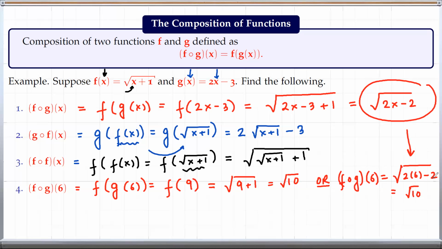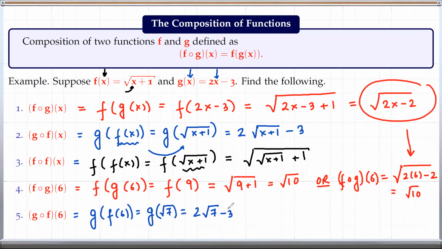Because 2 times 6 is 12, minus 2 is 10. Next, we want to find g of f of 6. So this would be g of f of 6. This will be g of f of 6 is square root of 6 plus 1, so square root of 7. And then we plug in square root of 7 for x in the function g. So that will give us 2 square root of 7 minus 3. So this is g of f of 6.